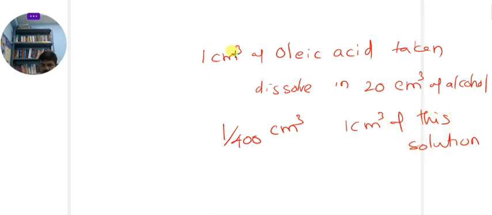Clear? So 1 cubic centimeter of oleic acid solution is dissolved in 20 cubic centimeters of alcohol, and this now becomes a solution. Take out 1 cubic centimeter of this solution, and the concentration will be 1 by 400 cubic centimeter of oleic acid. So the alcohol part is 400, the oleic acid part is 1.